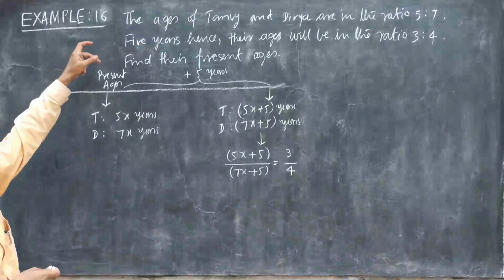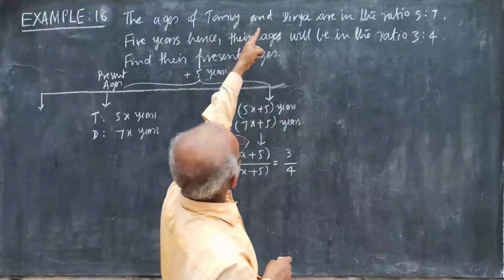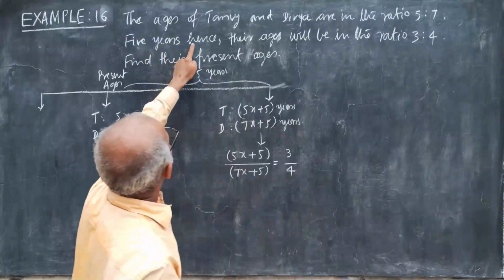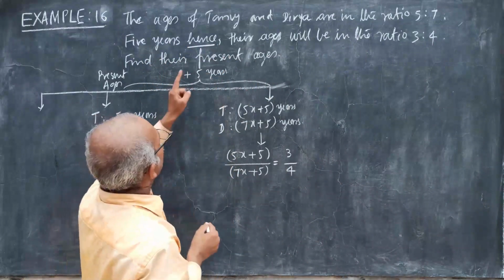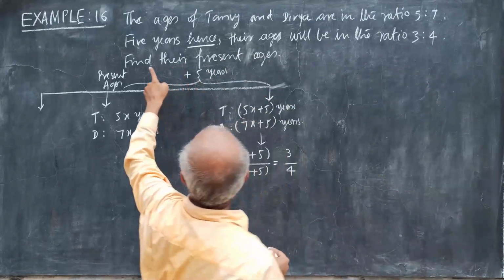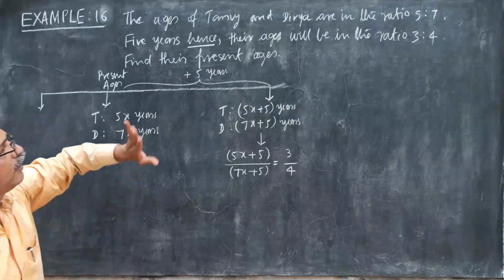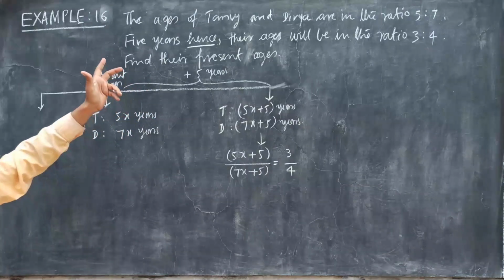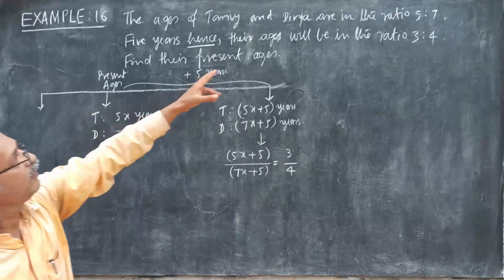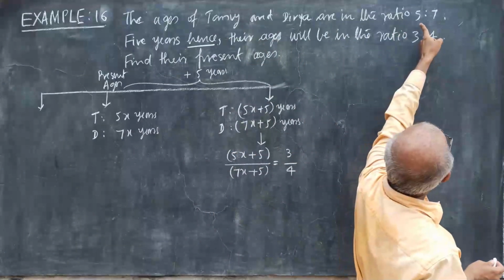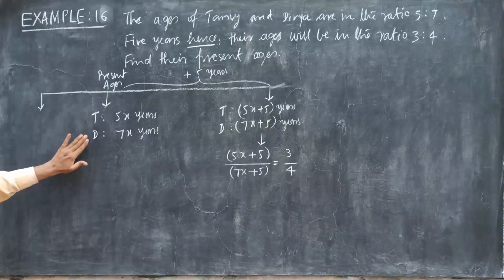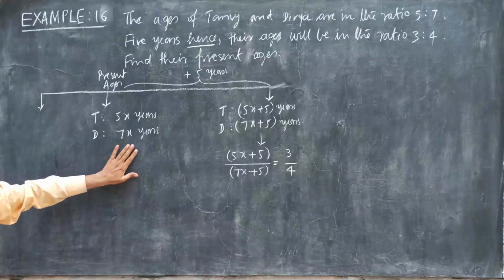Example 16. The ages of Tanya and Divya are in the ratio 5:7. 5 years hence, their ages will be in the ratio 3:4. Find their present ages. See here, in this problem, present ages we do not know. But it is given the ages are in the ratio 5:7. Let us take the present ages of Tanya and Divya as 5x years and 7x years.